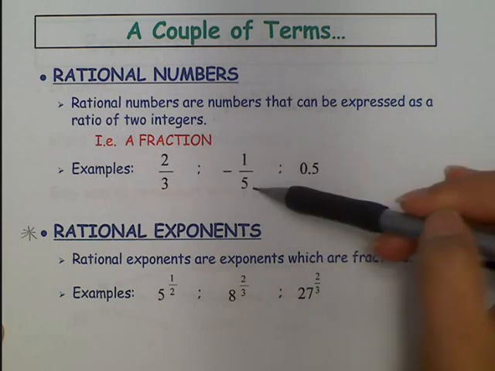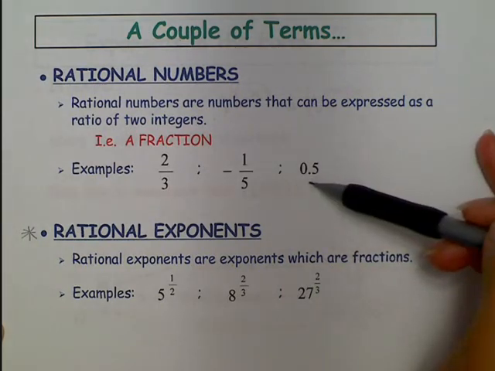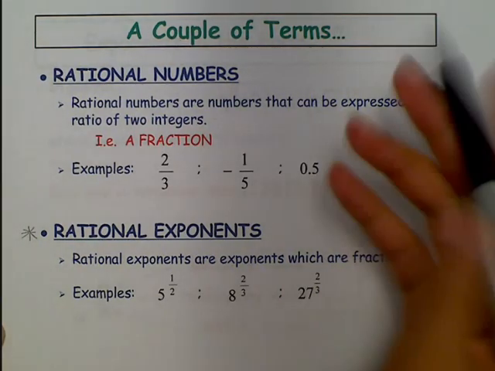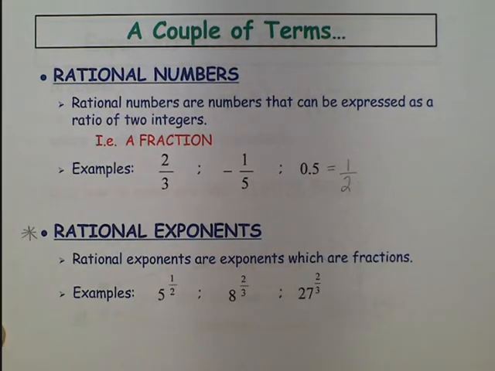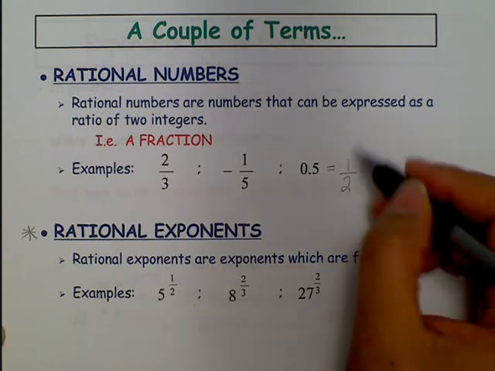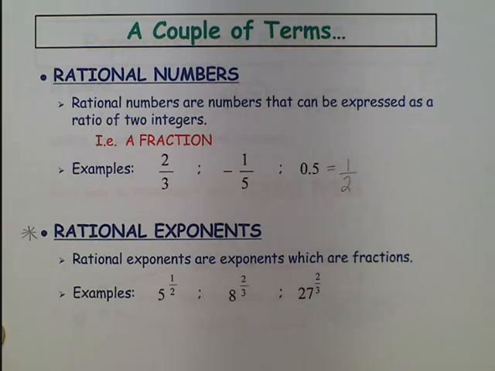So here's a few examples of rational numbers. 0.5 seems like it's just a decimal. However, you can rewrite this as a rational number by writing it as 1/2. So you could write it as a ratio of two integers by writing it as 1/2. So any number that you can write as a ratio of two integers is considered a rational number.